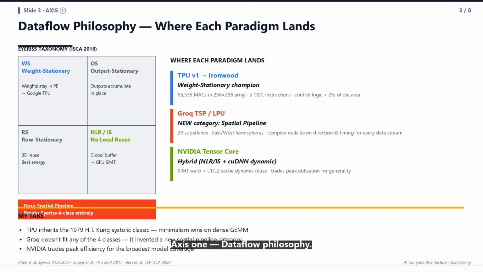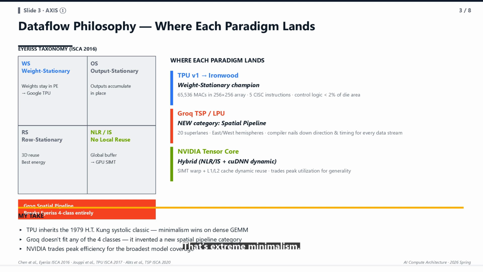Axis 1, Dataflow Philosophy. In 2016, Eyeriss classified Dataflow into 4 categories: WS, OS, RS, and NLR. Let me tell you where each paradigm lands. TPU is the weight stationary champion. 65,000 MACs in a 256 by 256 systolic array. Only 5 CISC instructions. Control logic, less than 2% of the chip area.